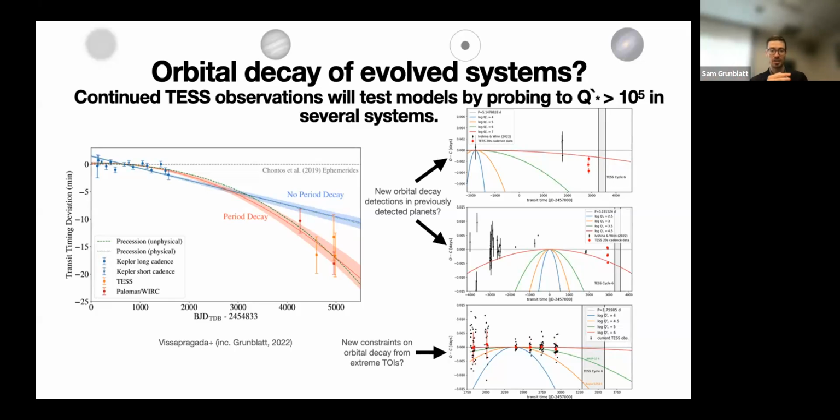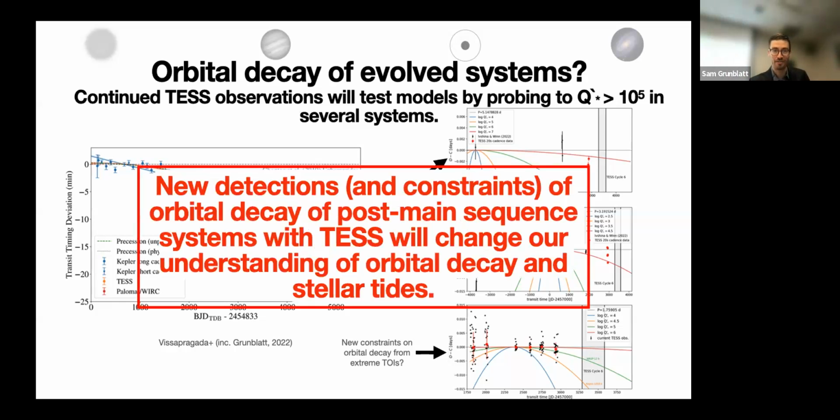And we can also do this in some systems that are still TOIs, but they might have even more extreme orbital decay and things like that. And so both in systems that we already knew of, but also in new TOI systems, we're going to be able to look for orbital decay and test it in ways that we couldn't before. And so, yeah, new detections and constraints on orbital decay with TESS will basically change our understanding of orbital decay and stellar tides.